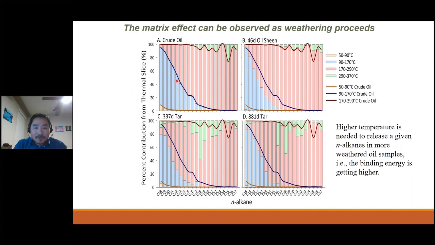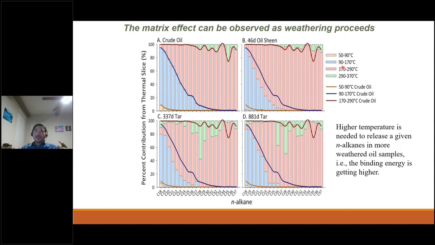For example, this is C20 right here. You get about 70% right here, but for the C20 right here, you really need this purple, the pink color, the 170 to 90 degrees. So a lot more comes out using a higher temperature. In other words, the same compound, if it stays in the matrix, becomes a lot tighter because of the weathering. So you need a higher temperature for it to be released. In other words, the binding energy is getting higher.